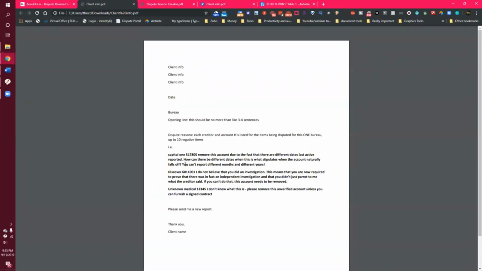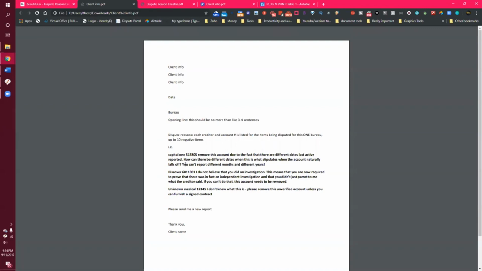So the first example of this would be Capital One 517805. Remove this account due to the fact that there are different dates last active reported. How can there be different dates? Blah, blah, blah. And you're going to plug your information into this, of course, when you're doing your dispute. Discover, the account number: I don't believe that you did an investigation. This means that you are now required to prove that there was in fact an investigation, because remember, you have challenges, not just dispute reasons. A challenge is a dispute reason, and a challenge can either be the reason or the entire letter.